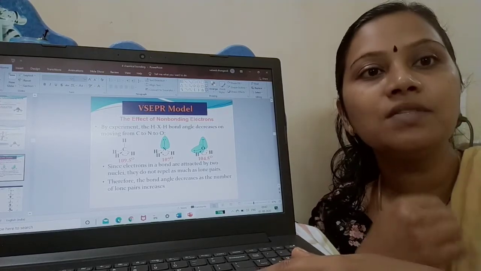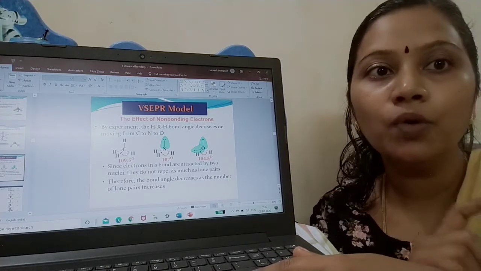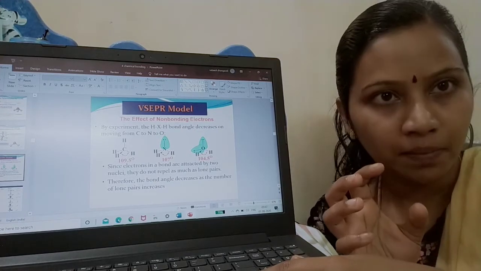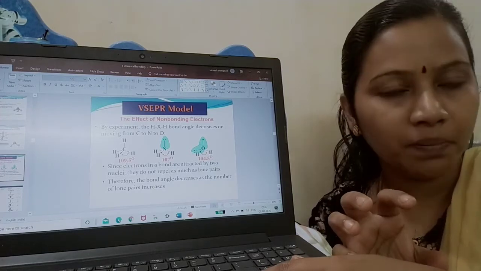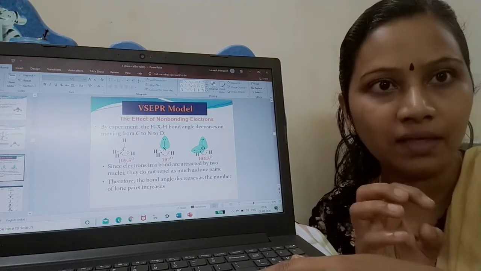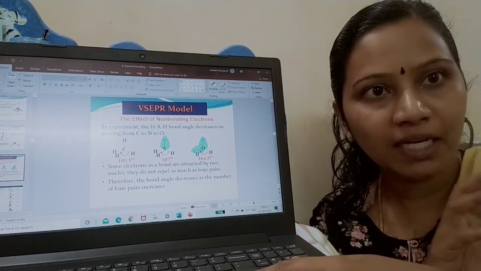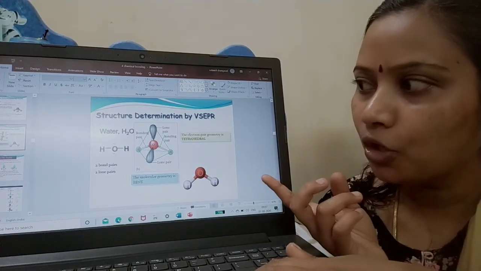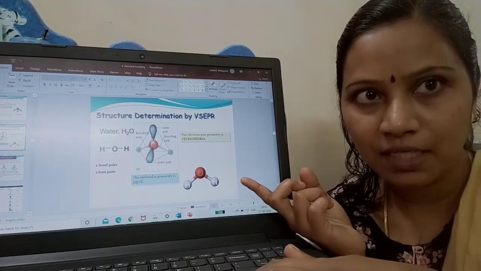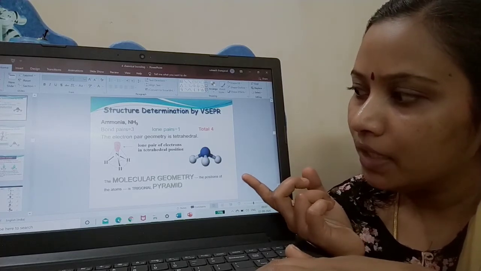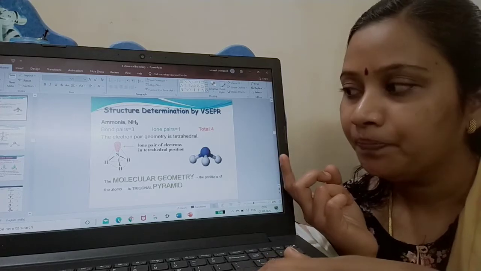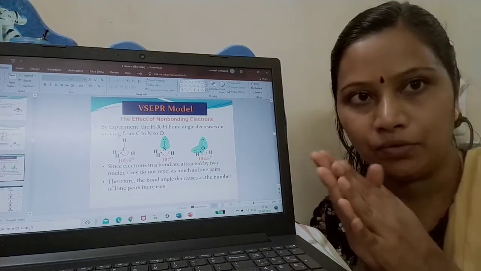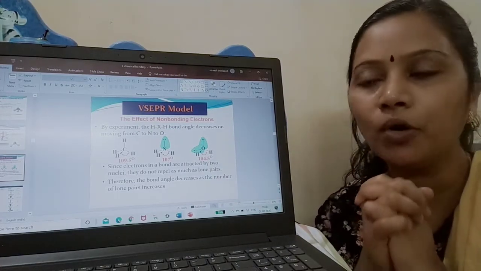Why? Because there is one more factor interfering: the number of lone pairs and the number of bond pairs. The presence of lone pairs and bonded pairs gives a significant effect, such that the electron domain geometry does not correlate. For example, the water molecule has a bent structure, and ammonia has a trigonal pyramidal structure. Why is this happening? This is because of the effect of non-bonding electrons.